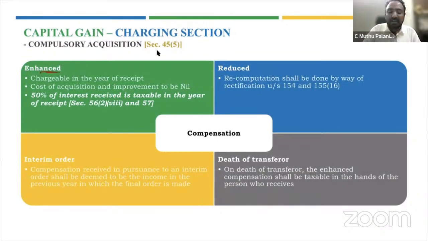When I'm getting this enhanced compensation, it is taxable only in the year of receipt. In that year, I will straight away treat it as capital gain and charge it. There is no cost of acquisition, no cost of improvement. Whatever is received will be taxable. But if I've received any interest along with that, 50% of interest alone is taxable, not the whole interest.